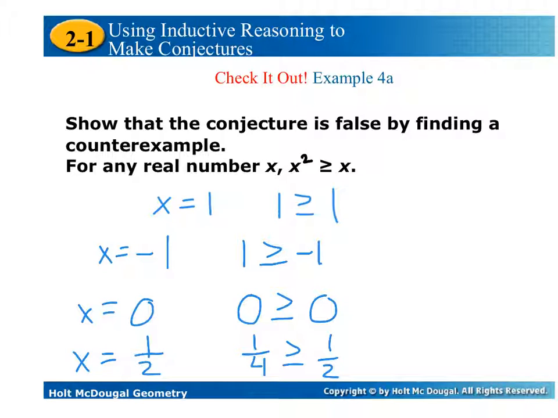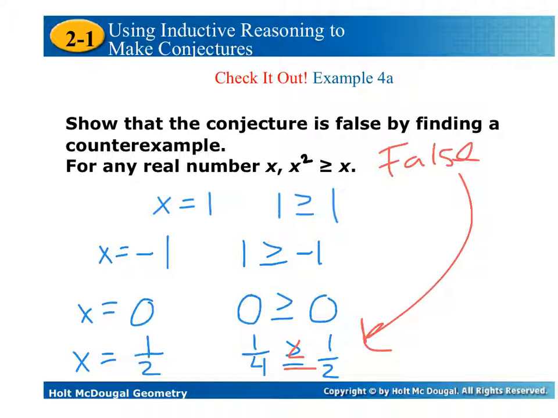Is 1/4 greater than or equal to 1/2? Less than. So this would be less than or equal to, so this proves it false. And our counterexample would be 1/2.